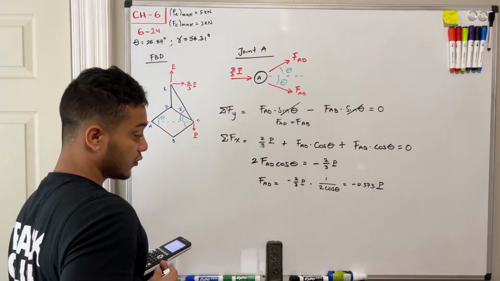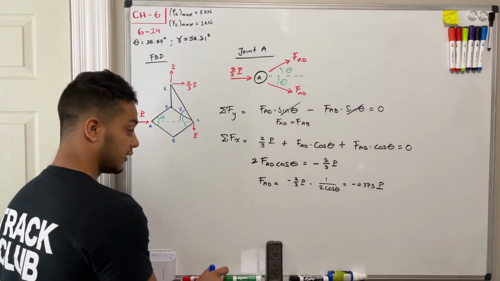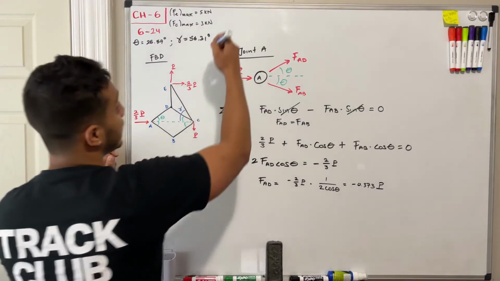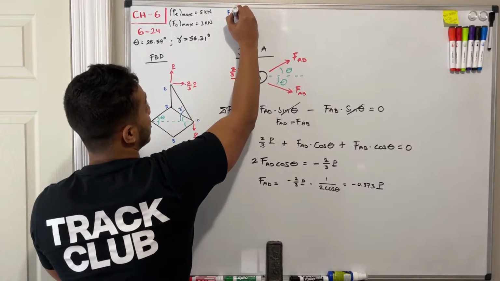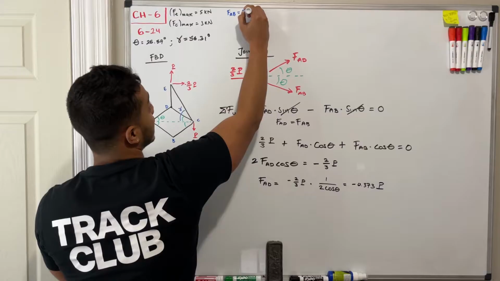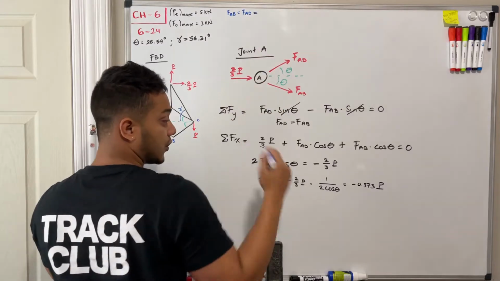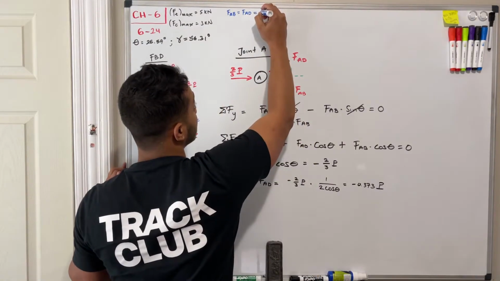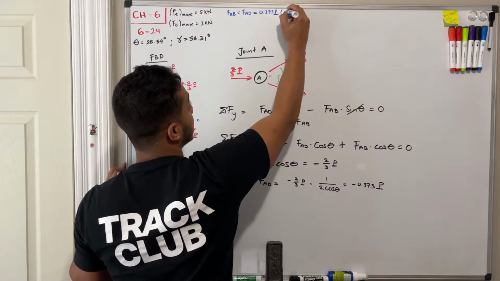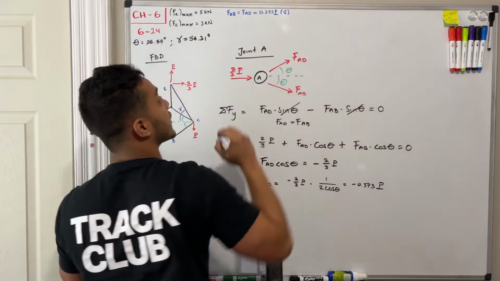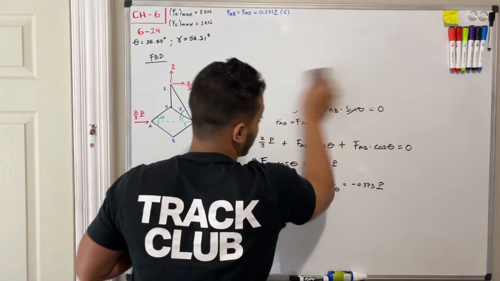In order to save some board, I'm going to write our answers that we've been getting over here on top, and we get that my force AB is equal to my force AD according to this equation, and it's equal to 0.373P in compression. So it's in compression. There we go. Okay, so we're good with this.